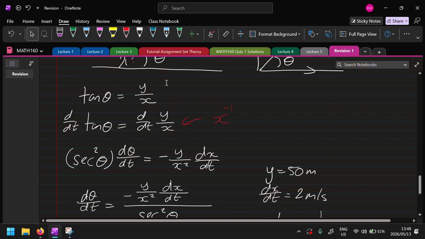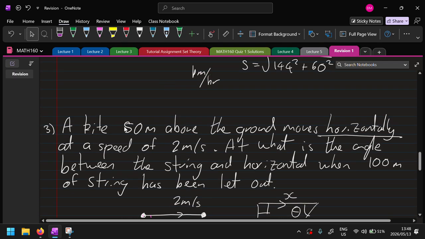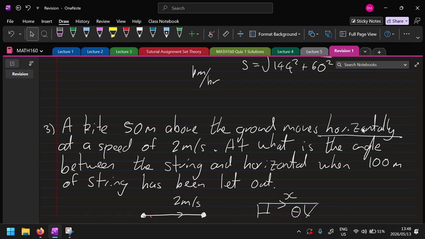Y was a constant? Oh, over here. So the kite is 50 meters above the ground and moves horizontally. If something is moving horizontally, it's not moving up. If it's not moving up, y is constant. So it's only the x that's changing because it's going horizontally. Maybe for the June test, it's going horizontally and vertically. But here, it's just moving horizontally.